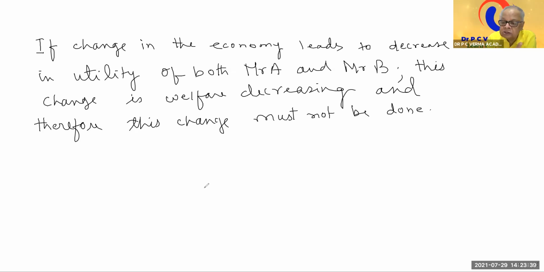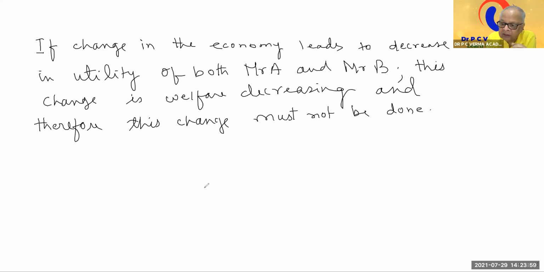It means no decrease in utility of both, and an increase in utility of one, and the other is constant. Only such type of change can be accepted.